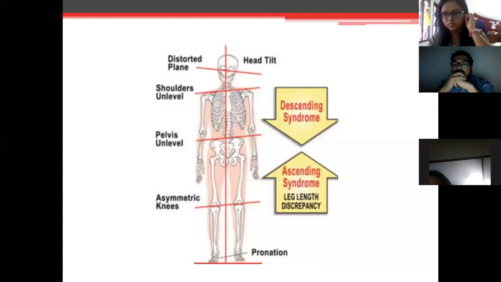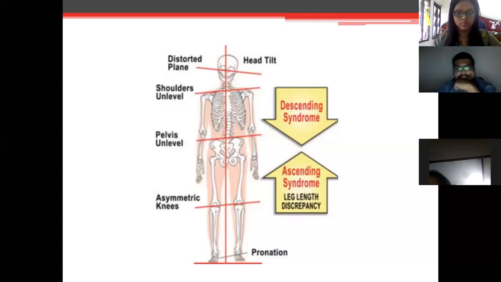For an ascending TMJ disorder, whatever you are doing, oral appliances, PRPD, orthodontic treatment, all these things are not enough for a complete treatment. For that, we need a physiotherapist, orthopedics, your foot orthotic. So many different approaches are there. But for a descending syndrome, whenever you correct all these things, all other postural changes also will get resolved.